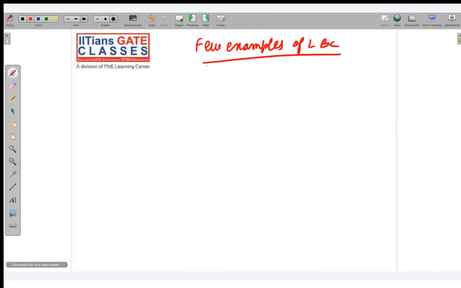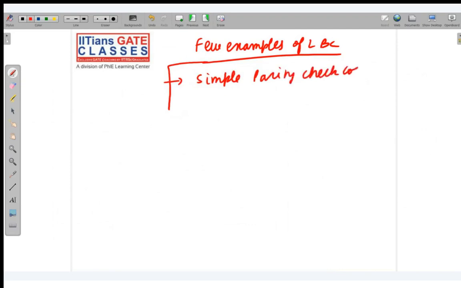So all these are in the GATE syllabus. The examples which I am going to write, all these are in the GATE syllabus, so we have to study them properly. First is simple parity check code. Next is 2D parity check code. Okay, 2D is not in your GATE syllabus, so we will not study that.